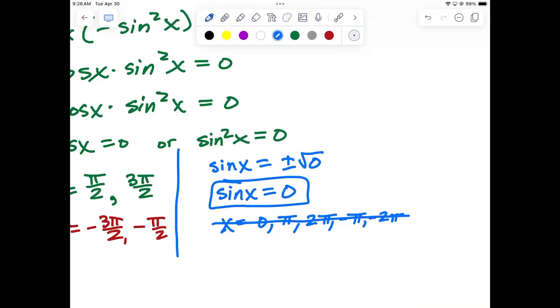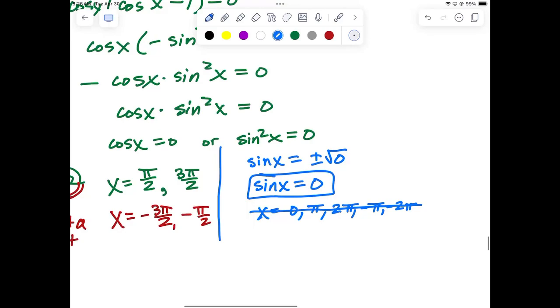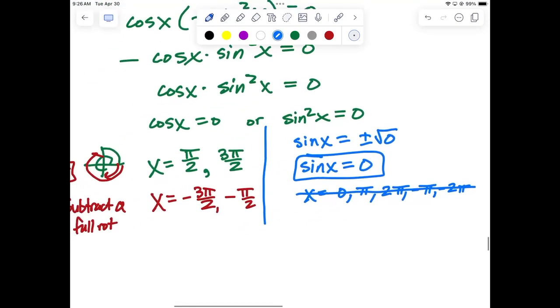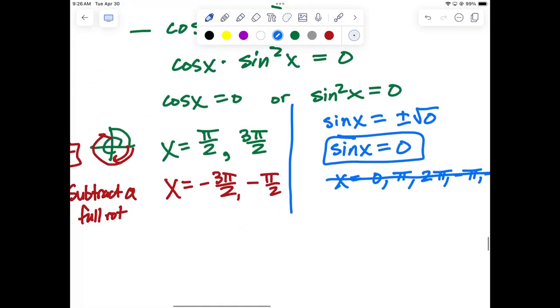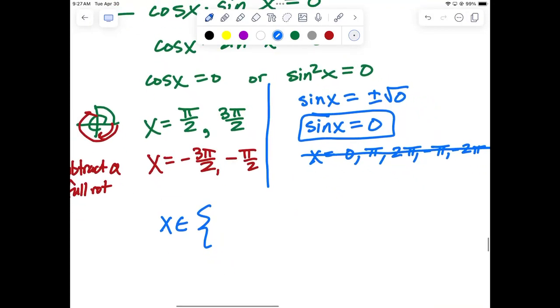Ah, surprise, surprise. They're trying to sneak into club solution. They know it's good in club solution, but we're the bouncers at the door, and we don't let them in. So guess what the solutions are? If you want to write your solution set, you can do it old algebra 2 style, x epsilon, pi halves, 3 pi halves, negative 3 pi halves, and negative pi halves.